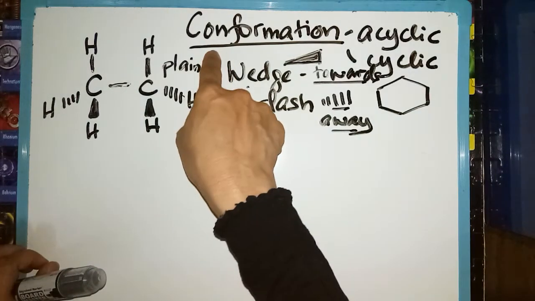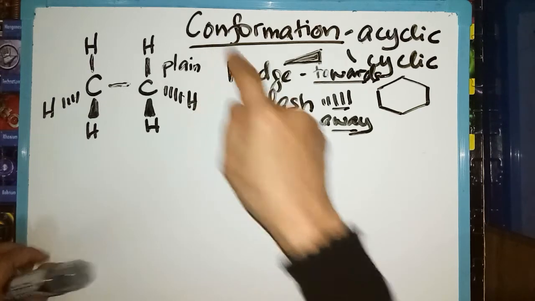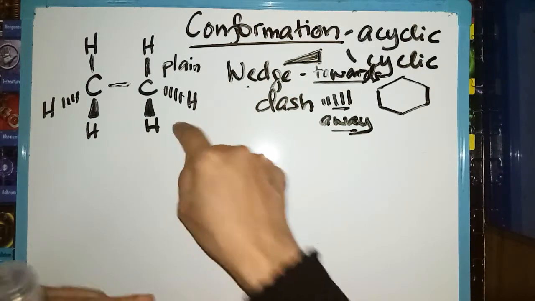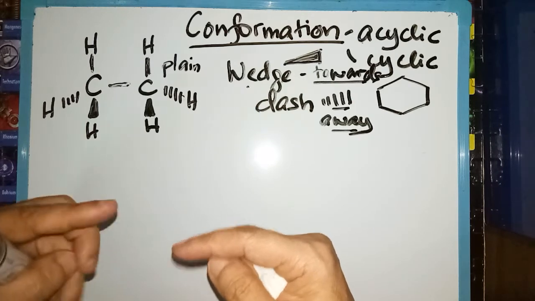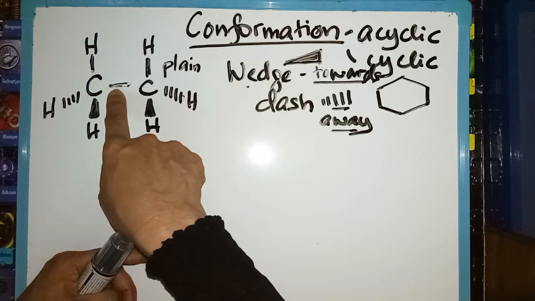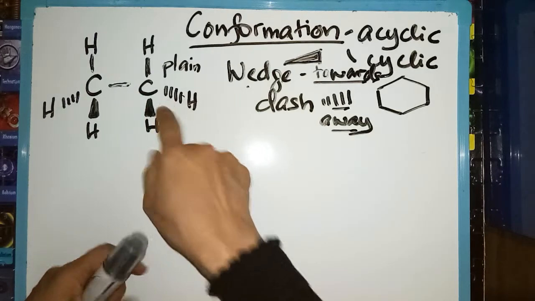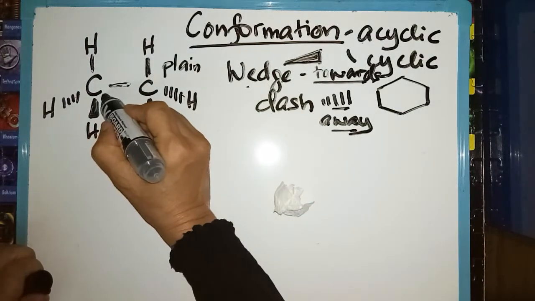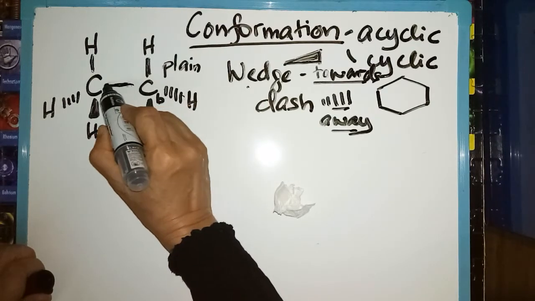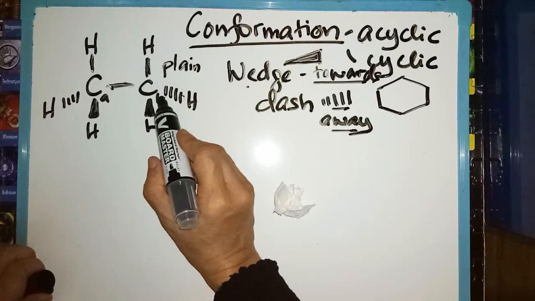So when we talk about conformation, as I said, we are talking about the temporary molecular shape, the changes that happen to this compound temporarily because of the rotation at one bond. So I'm going to be talking about the rotation at the bond between carbon and carbon. So if I write this carbon as A and this carbon as B, I'm going to be talking about the rotation of this particular bond between carbon A and carbon B.